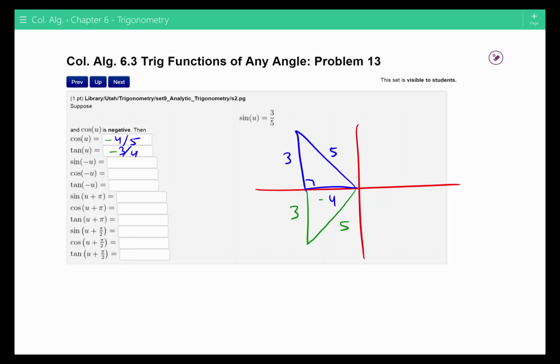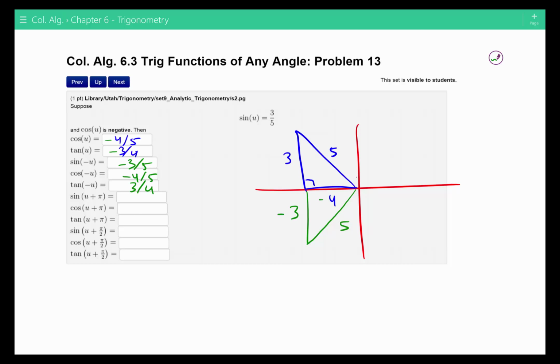So now I can do the next ones, which sine of this angle negative u in green would be opposite over hypotenuse, and this is negative as well. Cosine of negative u would be adjacent over hypotenuse, and the tangent of negative u is opposite over adjacent, so that ends up double negatives cancel and I get just 3 over 4.